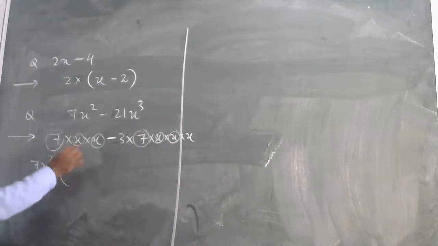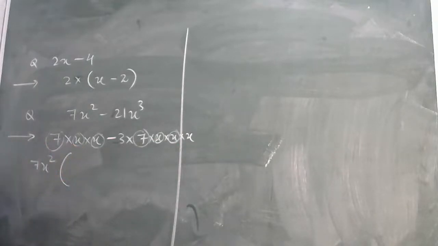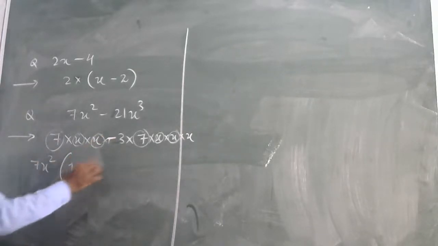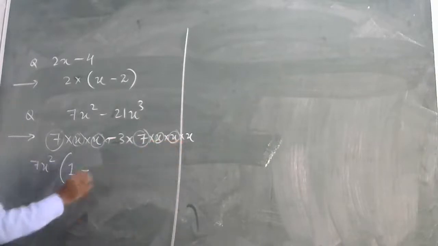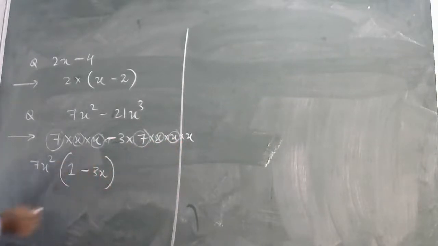So if you take 7x square outside, here nothing is left. But if nothing is there, then multiplied by 1 will be there. So don't skip that. Here 1 will be there. Minus here 3 into x, that is 3x is left out. So this is the factorized form.